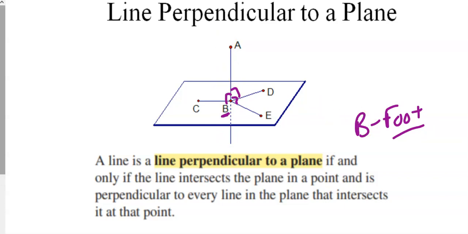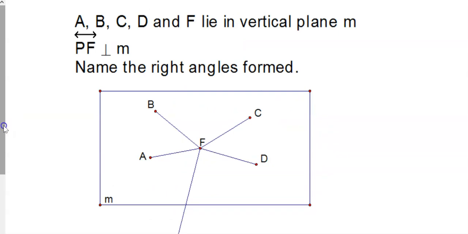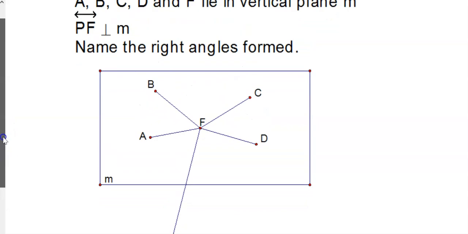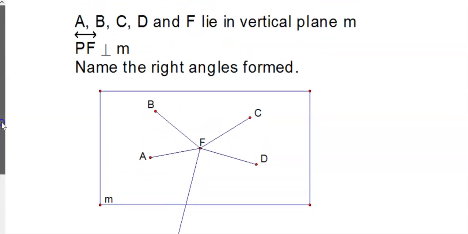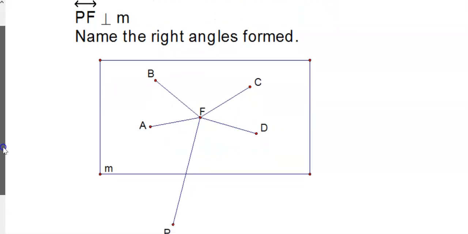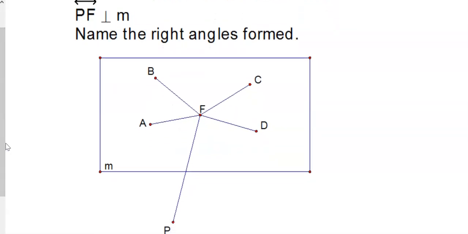So let's take a look here. Again, this doesn't look the best. It's difficult to draw some of these sometimes, but let's read it. We have A, B, C, D, and F lie in the vertical plane M. We know that the line PF is perpendicular to M. So again, that's kind of what I would call the foot, right? This point right here, the point that intersects on the plane.